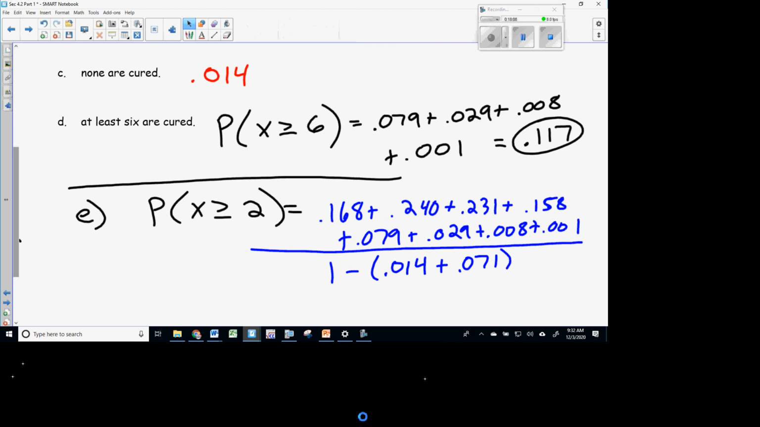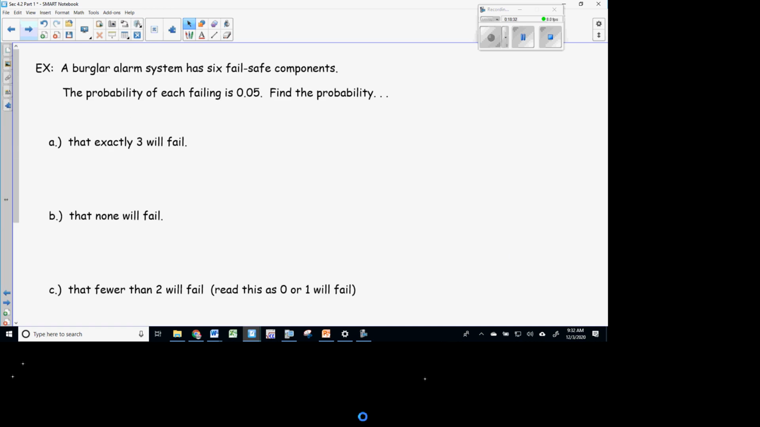All right. On your notes, one more before we move on to the next page. A burglar system has 6 fail-safe components. The probability of each failing is 0.05. Find the probability for A, B, and C. I'm just going to let you go on those, and then we'll come back and share our answers. Read the question, use your chart, and see if you can figure those out.